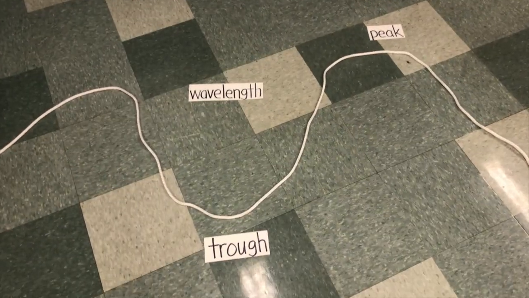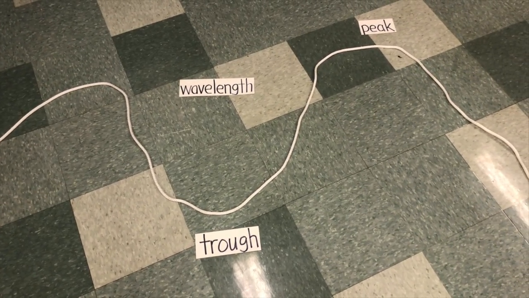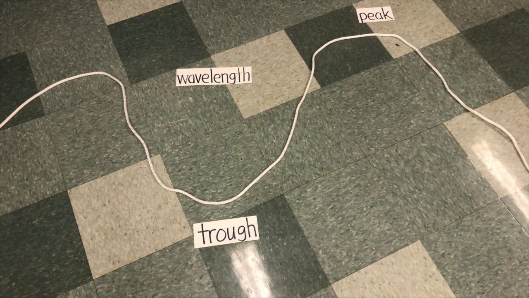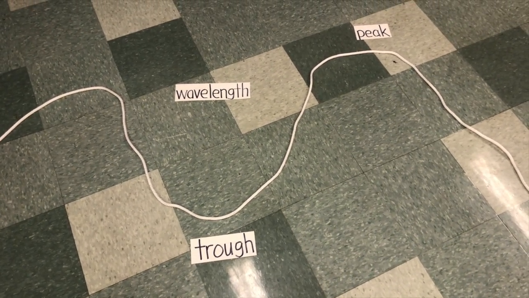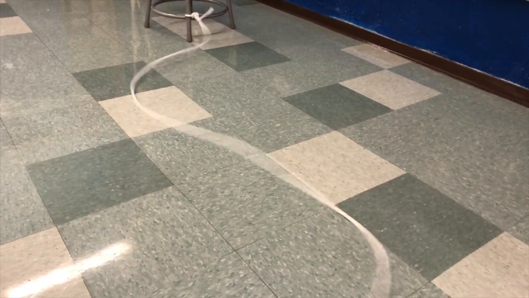A wave is a repeated pattern of motion, up and down or back and forth. And waves carry energy from one place to another. These waves, you can see the peak and the trough. You can see the wavelength, and it's carrying the energy from my hand over to the stool. The wave travels through the string, through the rope, but it doesn't carry the rope to a new location. The rope just carries the wave.